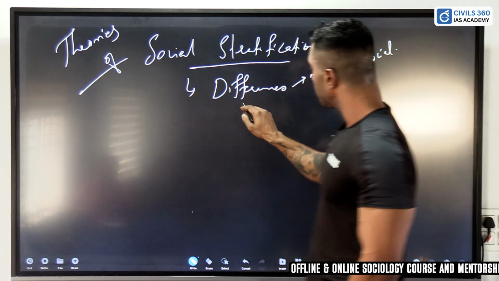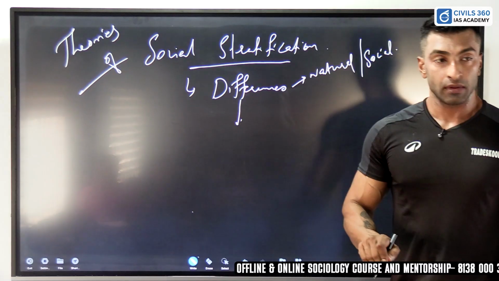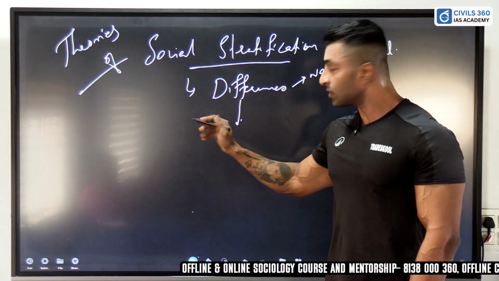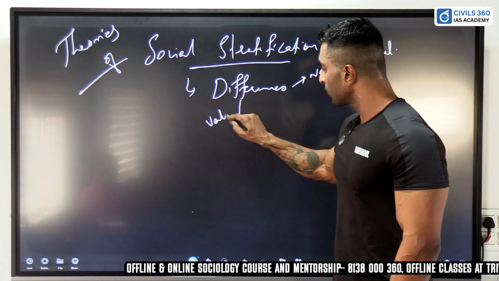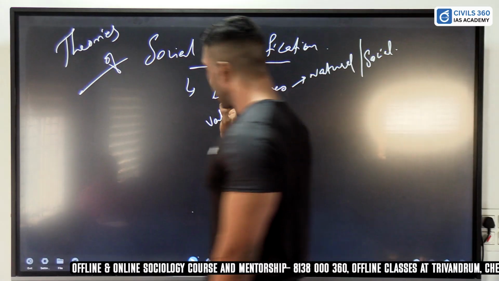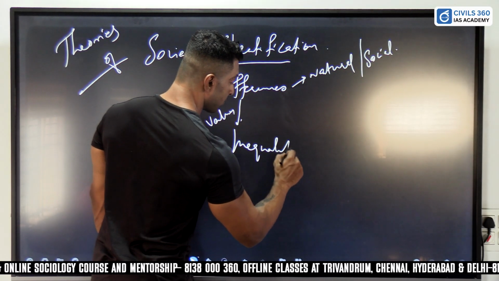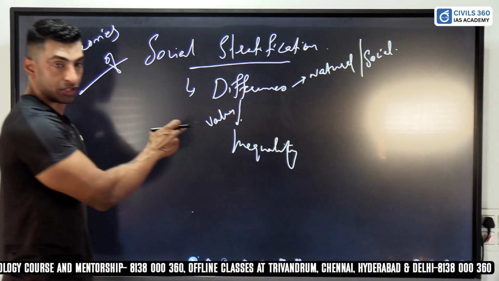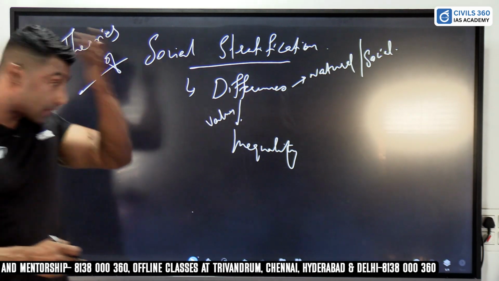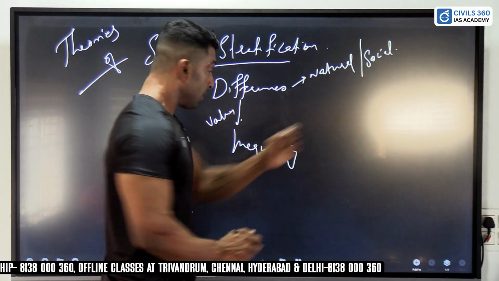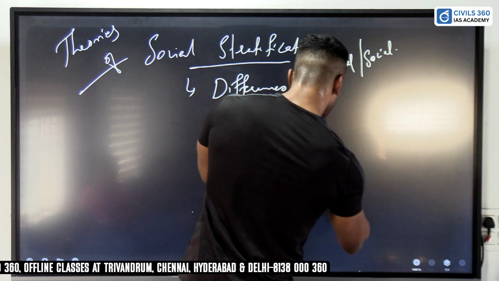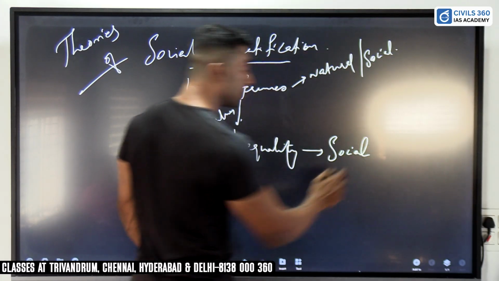Now, with this difference, when you attach values, what will happen? The difference becomes inequality when values are attached. Right? So the differences can be natural or social, but when I say inequality, it is always social.